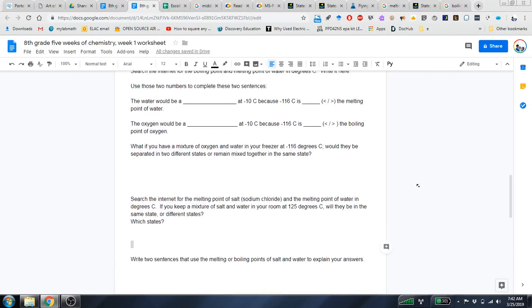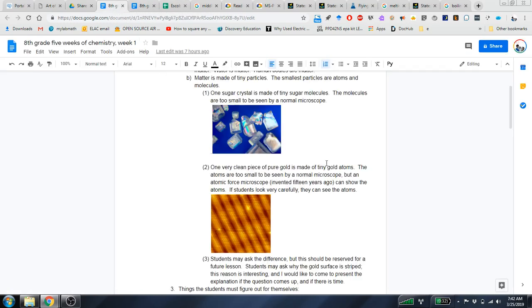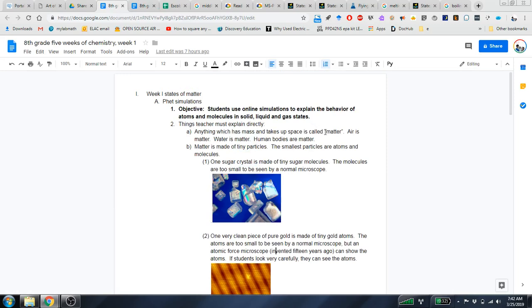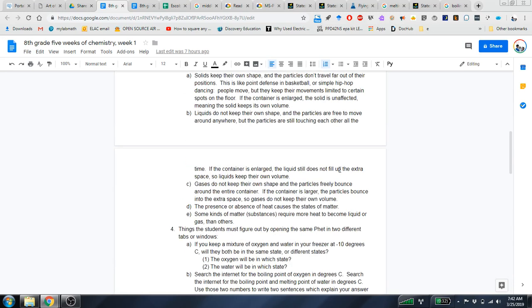I have here a worksheet for students for week one of their 5 weeks of chemistry. This worksheet would cover day one and possibly day two if you run out of time. I have here a lesson document for the teacher. This lesson document would cover the entire week, the week being a week of 3 days of science.